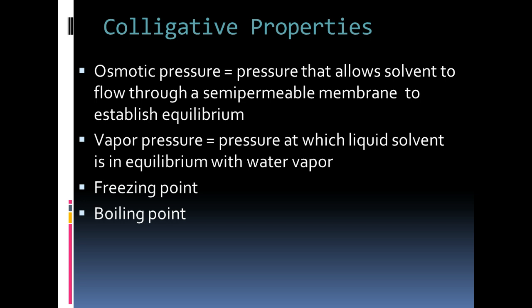So the one that's going to be very huge in the Clinical Chemistry 1 and 2 course is osmotic pressure. This is the pressure that allows a solvent to flow through a semipermeable membrane to establish an equilibrium. Now, with this, we look at a lot of things in the human body, and it's very important to make sure osmotic pressure is maintained, and your body does a really good job at this.